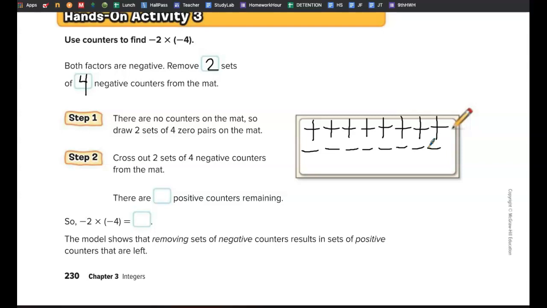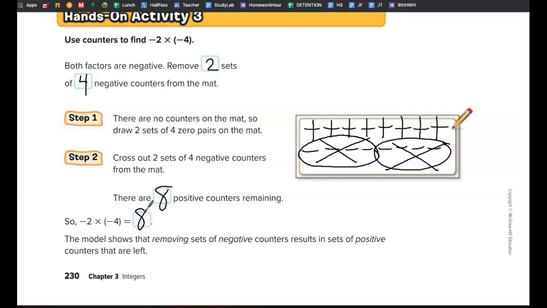Okay, so this says I need to take away 2 groups of -4. So this time I'm going to remove the negative ones. So if I take away 1 group of -4 and then 2 groups of -4, what are you left with? 8 positives. So there are 8 positive counters remaining. So -2 times -4 is 8.